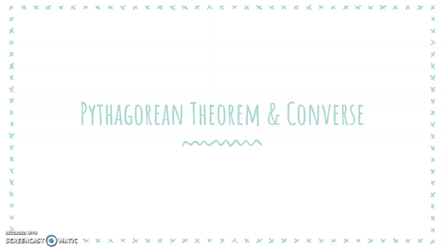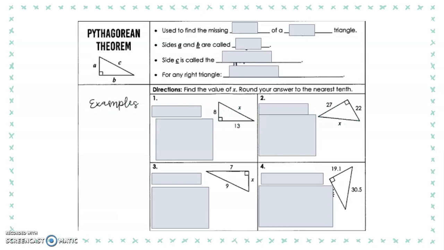This next unit is all about right triangles, and with right triangles, remember that we can use the Pythagorean theorem. So you've seen the Pythagorean theorem before, and now we're going to also add in that converse. But starting with our Pythagorean theorem, remember that we use it to find the missing side of a right triangle.